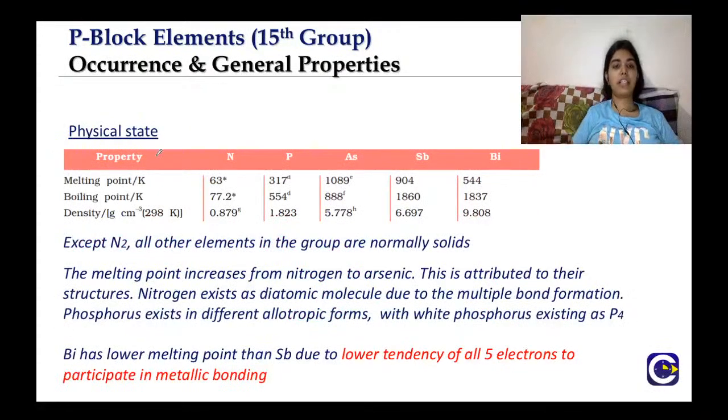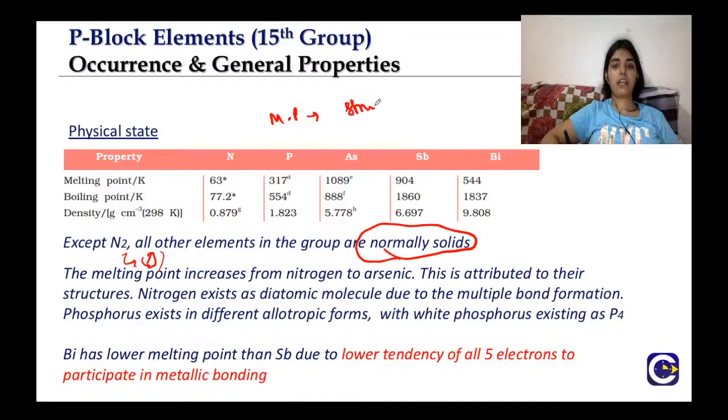Next is the physical state. Except nitrogen, all other members of the nitrogen family are normally solids, but nitrogen is basically a gas, we all know that. The melting point depends upon the structure of that particular element, while the boiling point depends upon the molecular mass or the atomic mass, basically.